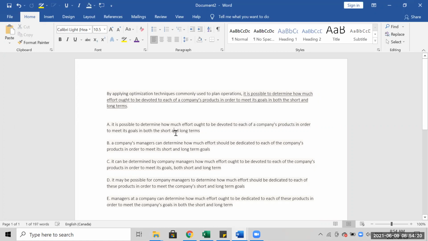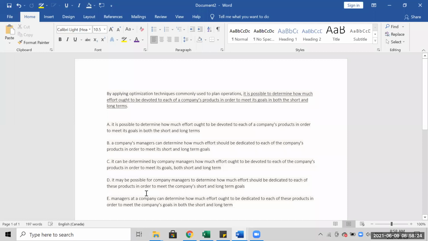And I see the word "and" is here, so I could not eliminate. Okay. By applying optimization techniques commonly used to plan operations, it is possible to determine how much effort ought to be devoted to each of a company's products.